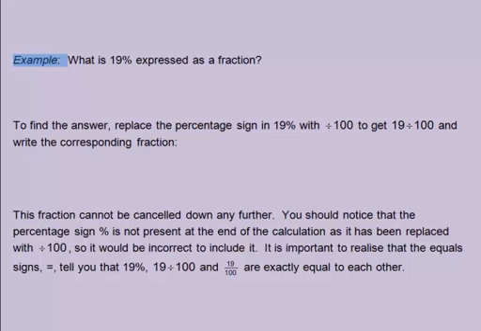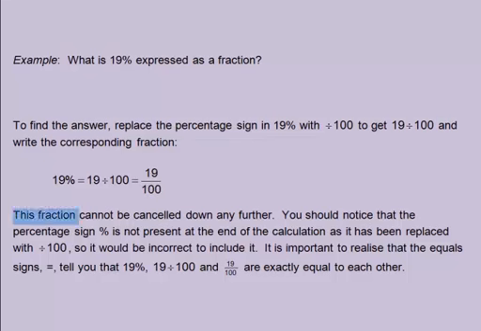Example. What is 19% expressed as a fraction? To find the answer, replace the percentage sign in 19% with divide by 100 to get 19 divided by 100 and write the corresponding fraction. So 19% equals 19 divided by 100, which equals 19 over 100 expressed as a fraction.